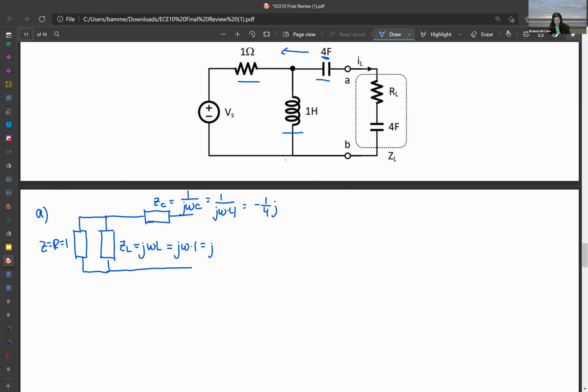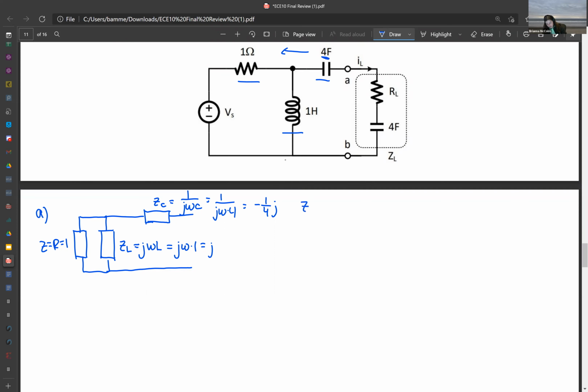Notice that these two impedances are purely imaginary. This is something that you're going to want to be cognizant of when you do your exam. Are you getting purely imaginary impedances for the inductor and capacitor and purely real impedances for the resistor? It's an easy way to check your work and figure out where you went wrong.